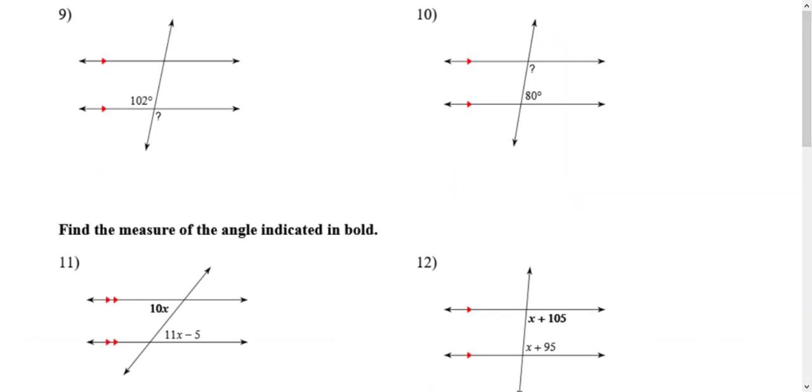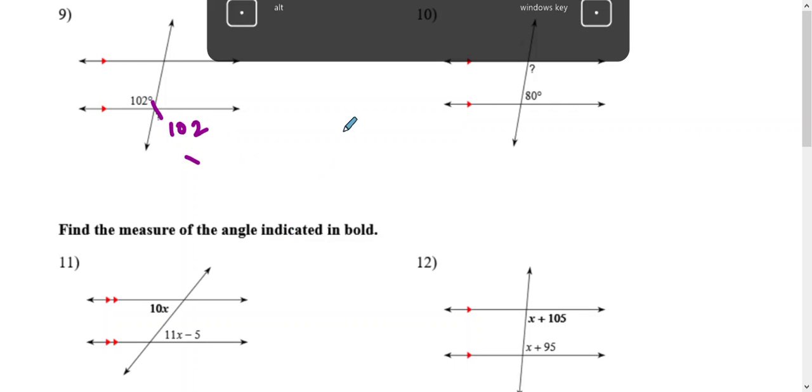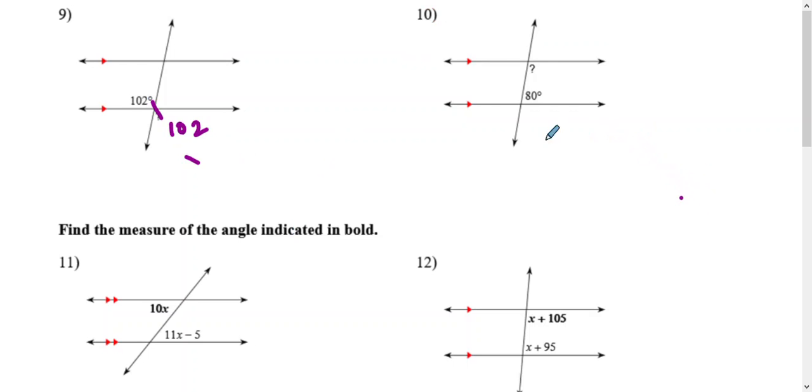Moving on to the back page, we have 2 more where we're trying to find the measurements. If we look at 9, we again have vertical angles here. They have the same measurement, so if one's 102, the other is 102. If we look at 10, our relationship here is that these are same side interiors, and they're going to add to 180. So 80 plus 100 would give us 180.